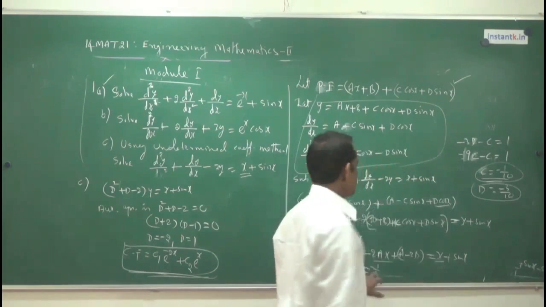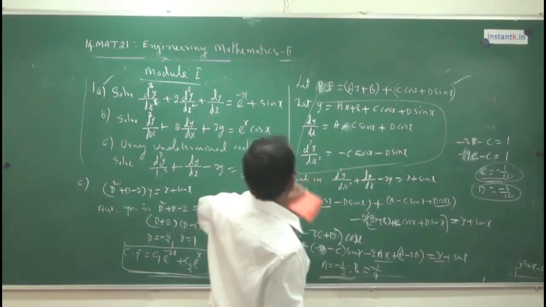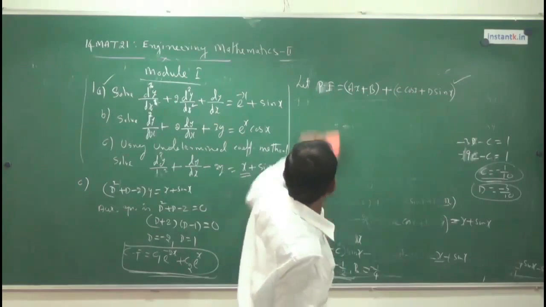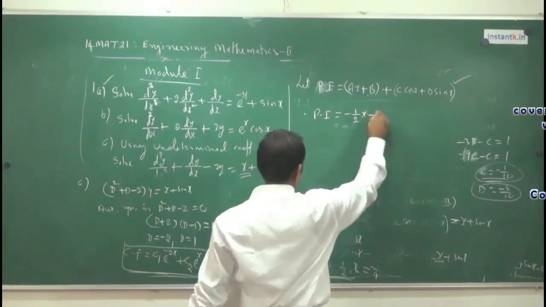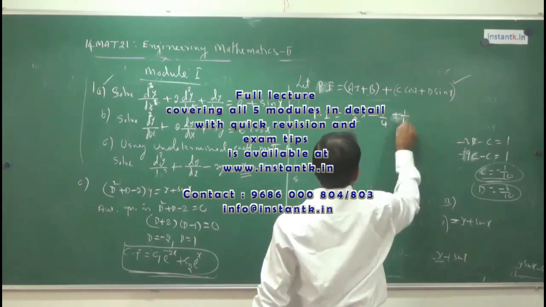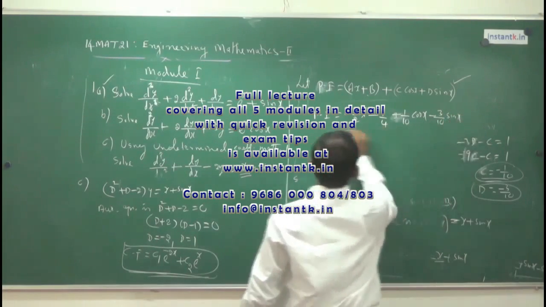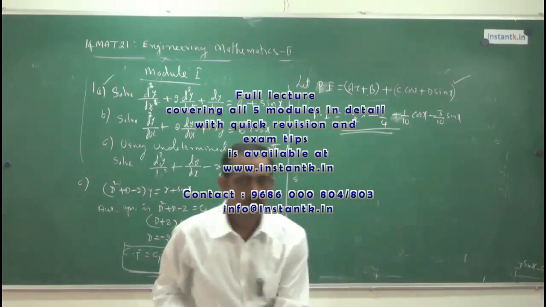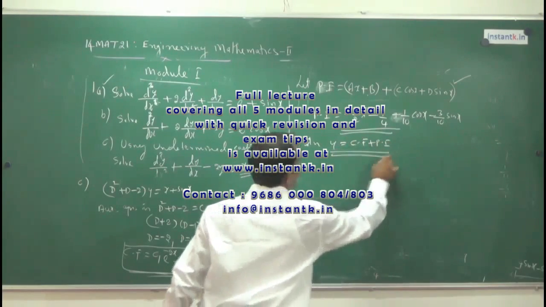So a is minus half, b is minus 1 by 4, c is minus 1 by 10, d is minus 3 by 10. So what is the particular integral? Therefore PI equals minus half x plus minus 1 by 4, plus minus 1 by 10 into cos x, minus 3 by 10 into sin x. This is the particular integral using this method. After that, write the complete solution. So what is the solution? Solution: y is equal to complementary function plus particular integral.